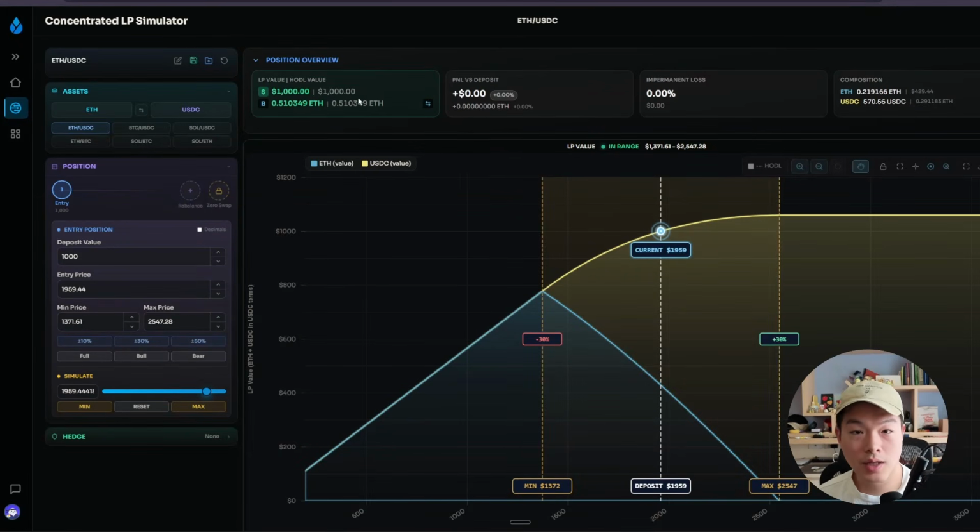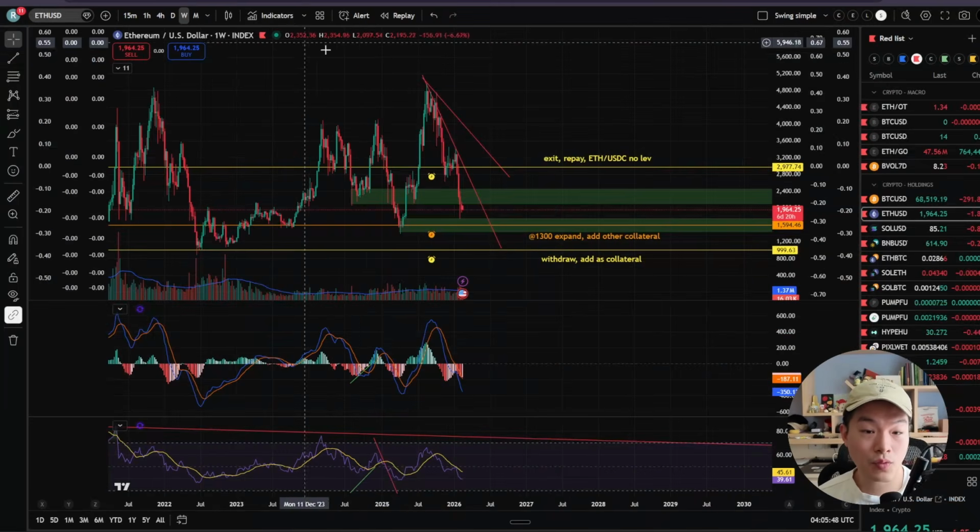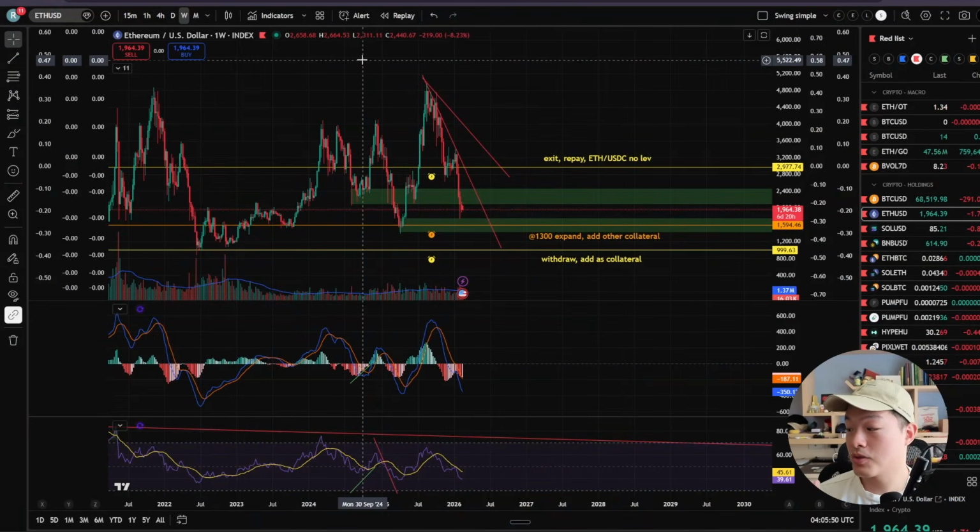So in this video, I want to show you my favorite way to do a hedge LP setup. There's a couple ways to do it if you are trying to hedge with perps. And in this video, I will show you using the Drippy simulation tool. And first, we've got to start from looking at the chart, right?